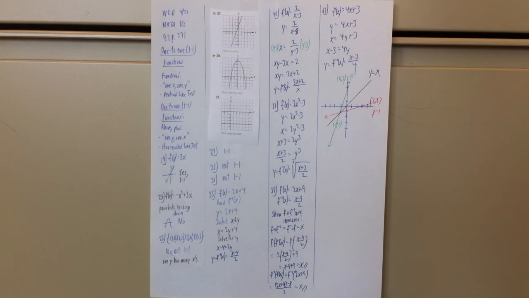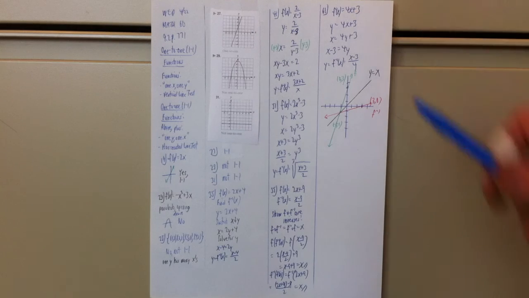So f of f inverse of x is x, and f inverse of f of x is also x, which means whenever I do f with f inverse, I get back the original. So they are undo functions. One function undoes the other. Finally, 61, they ask you to find the inverse and then graph to show the relation on a graph.